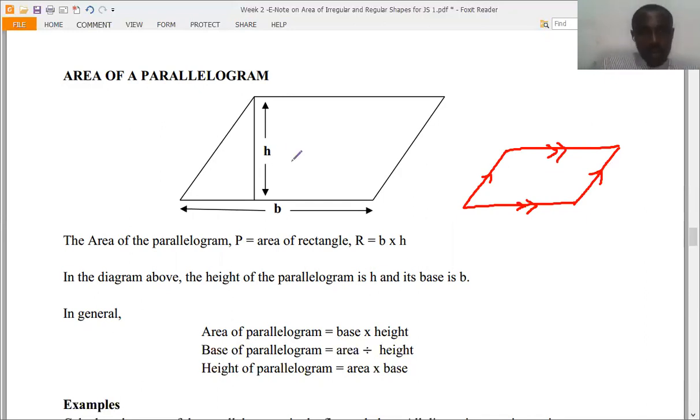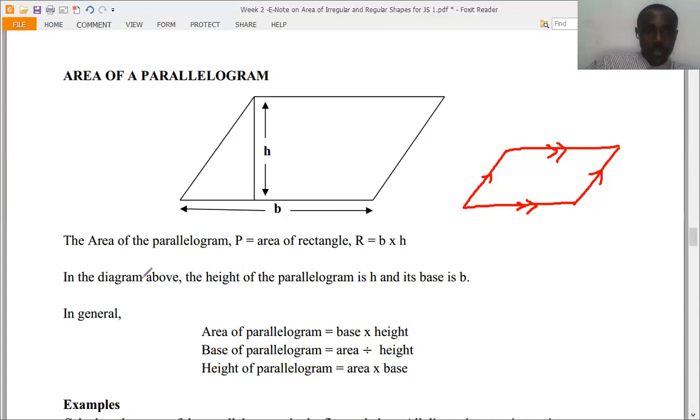All right, so we label the parts. We call this B and this side H. This B represents the base and this represents the height. So the area of the parallelogram equals the area of a rectangle, which is just the base times height.